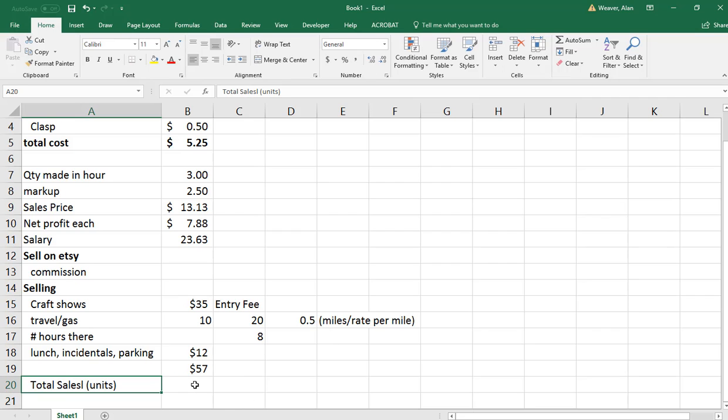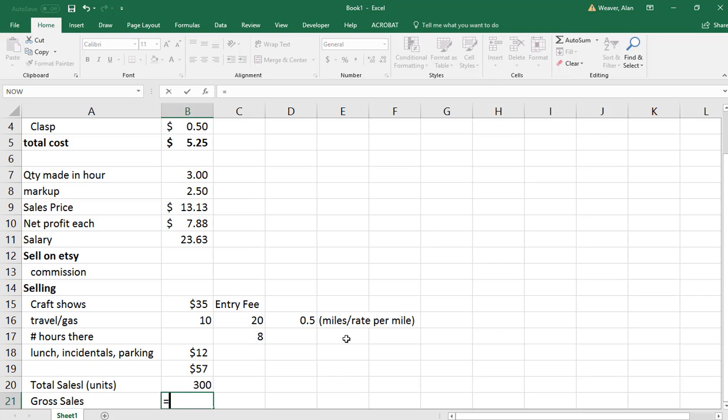Fix the spelling later here. And let's say you sold 300 units. And then what you would do here, you also got to factor in tax, other things too. And let's just keep this simple right now. So it's going to be gross sales. I could say I sold 300 of these at $13.13, equal 300 times the 13.13.